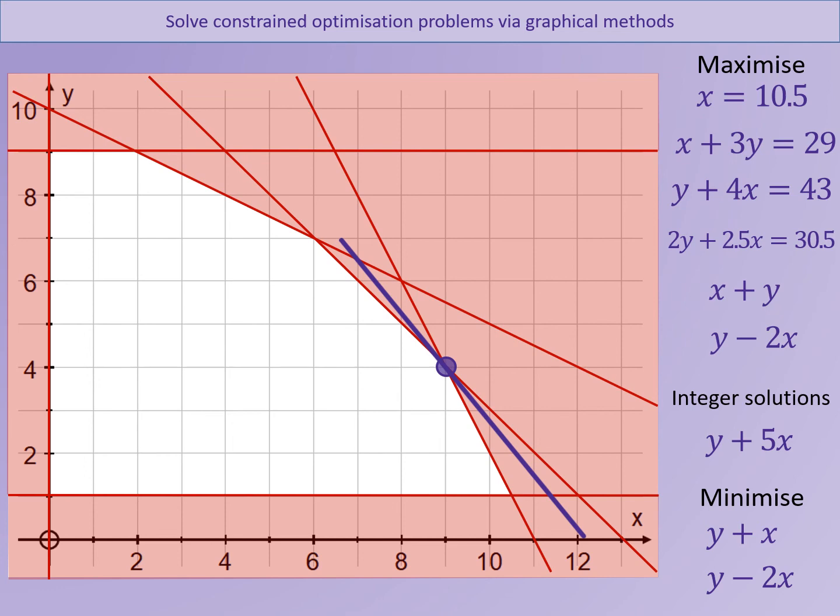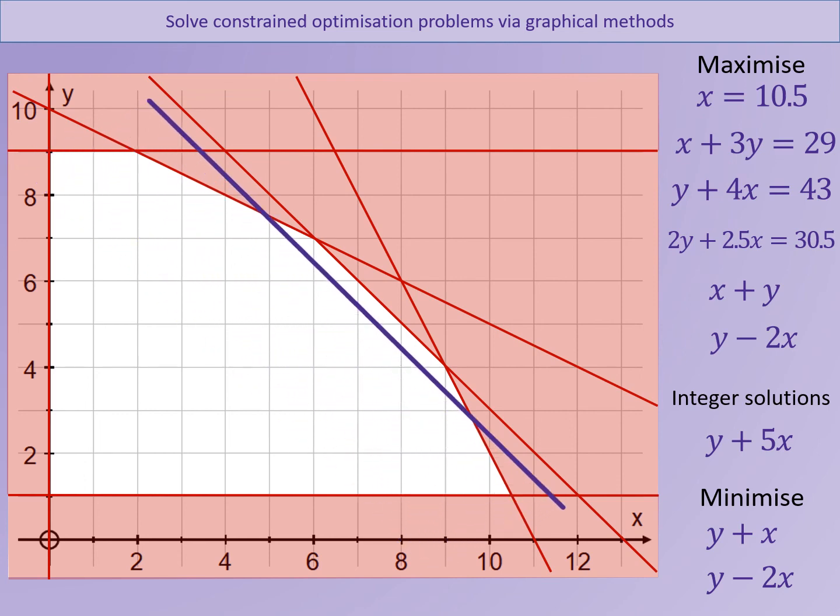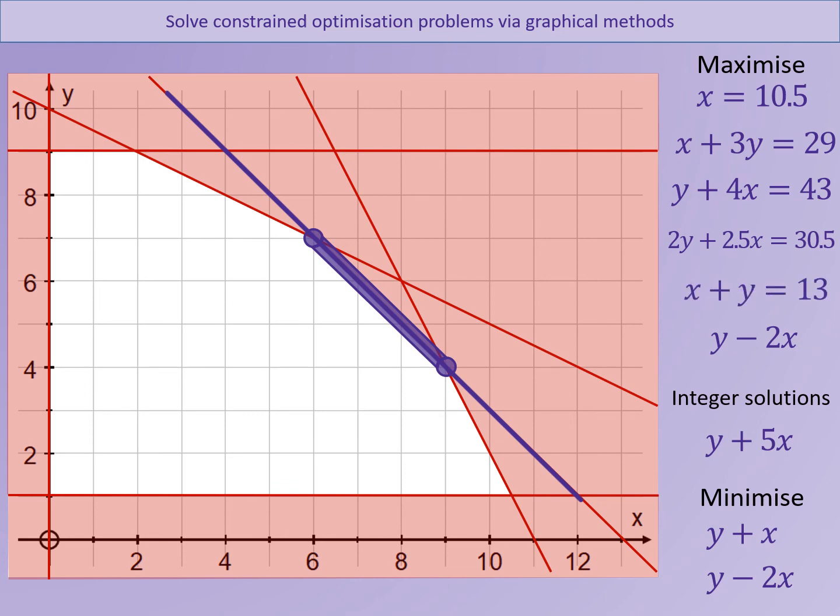Next, we're going to plot p equals x plus y. That is the line x plus y equals 8, and the highest that line can arrive at. Now in this situation, because the line has the same gradient as the last line that it meets before it leaves the feasible region, there isn't just one single vertex which gives us a maximum. We actually have any point along that section of line. So any pair of coordinates starting from x is 6, y is 7, and continuing along until we get to x is 9, y is 4, any of those points should give us the same maximum. The maximum that we get from that is always 13.